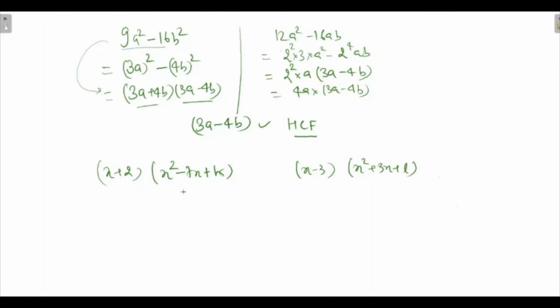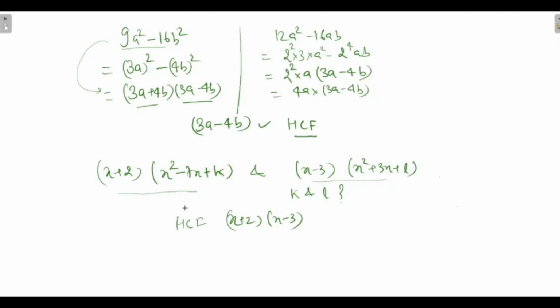Now they're saying that for both of these expressions, the highest common factor is x plus 2 into x minus 3. Actually, they have given you the final result. The HCF is this for these two expressions. Now they are saying that if this is the case, can you find the value of k and l? What will be the value of k and l if these expressions have the highest common factor x plus 2 into x minus 3?